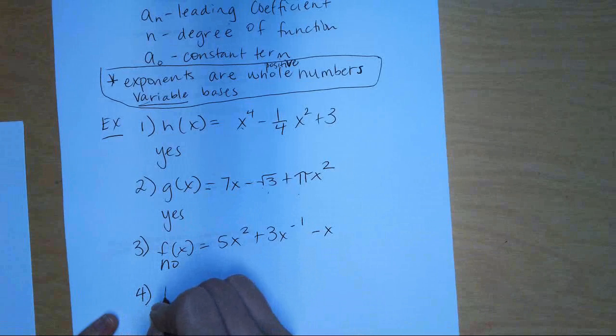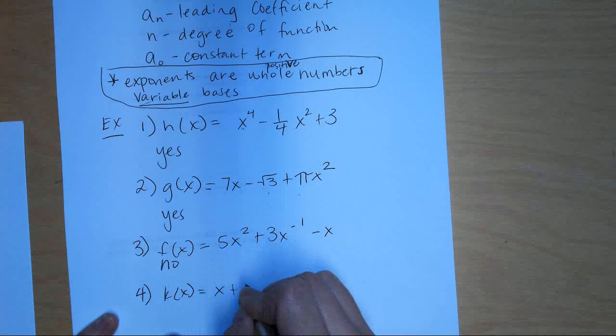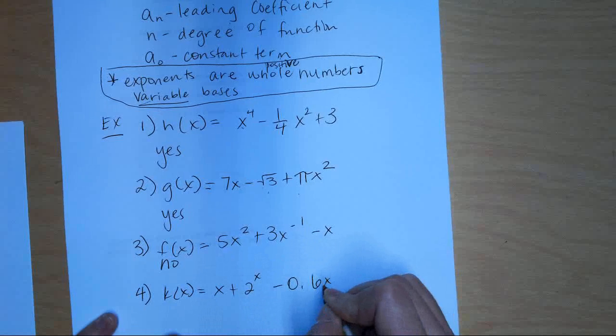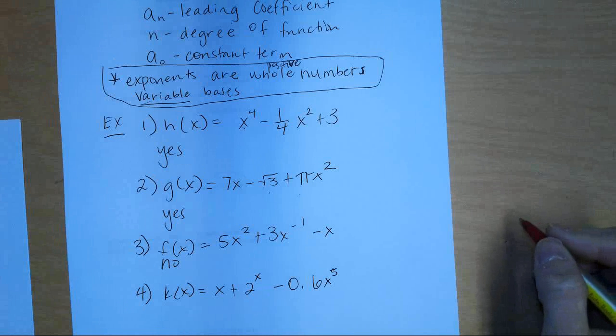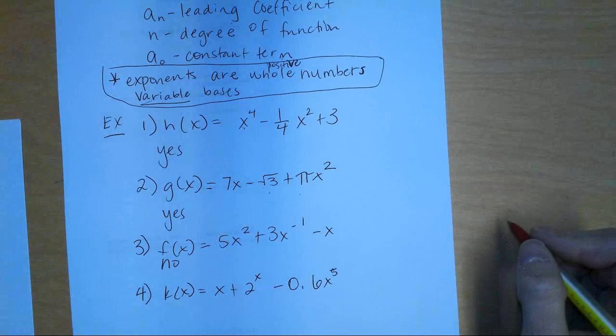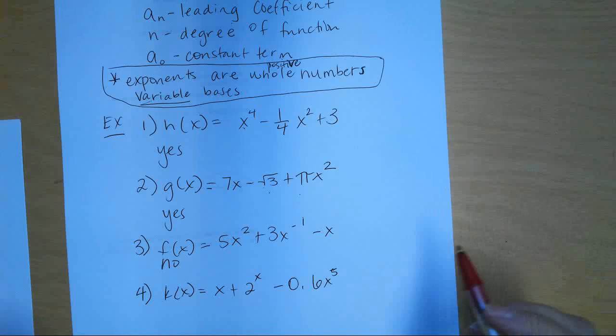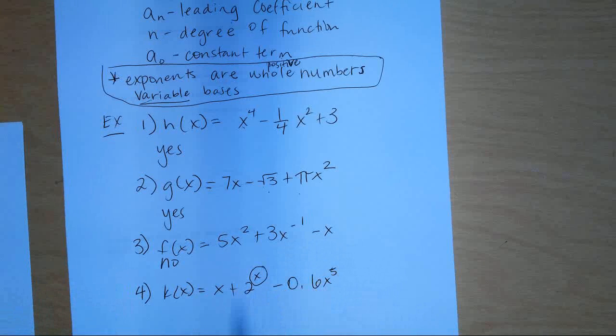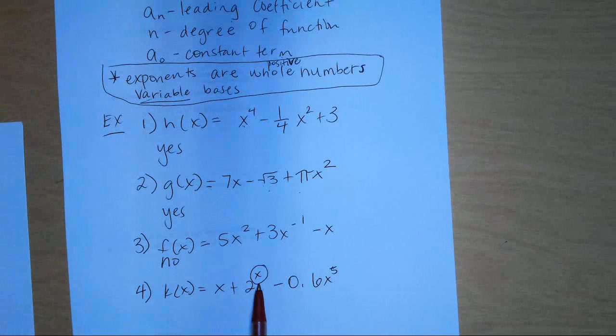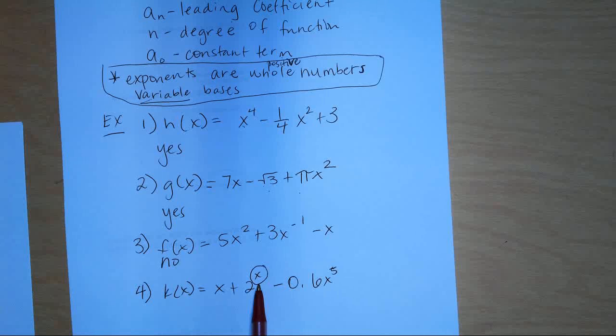Okay, and then we have k of x equals x plus 2 to the x minus 0.6 x to the 5th. Is that a polynomial? Why not? Because the x is in the exponent. So this is a case where the variables are not all in the base. This has variables in the exponents, so it actually breaks both rules. The first one says that the exponents must be positive whole numbers. But is this a positive whole number? No, it could be anything. It could be a fraction, it could be negative. So no, not a polynomial.